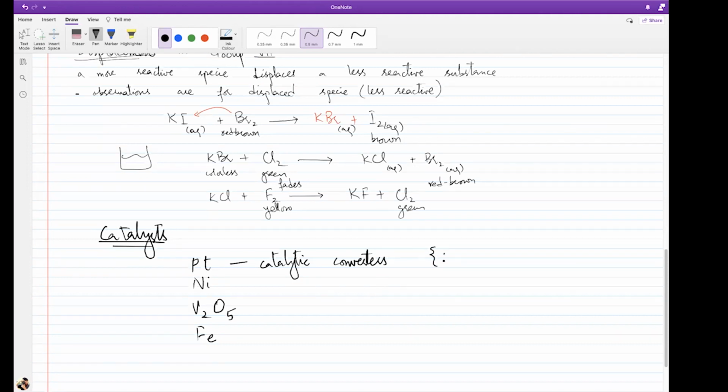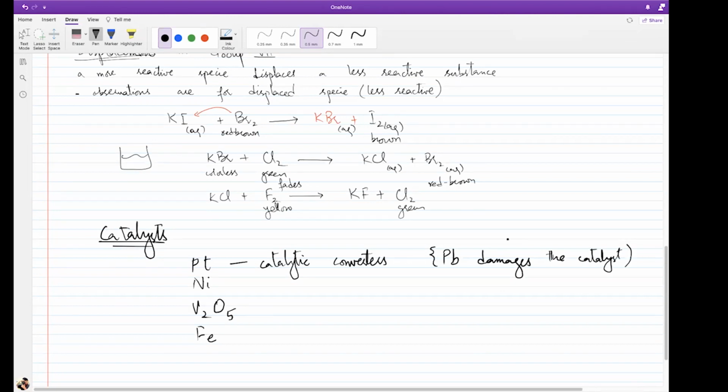With these, you have to remember that lead damages the converter or the catalyst. We say that lead poisons the catalyst. Okay. So if somebody's using a car that has petrol which has lead in it, that car is going to damage the catalytic converter that it has. And that is one reason that next time you go to a fuel station, make sure that you note that they would have written unleaded petrol. Unleaded petrol means that they haven't used any lead in that. Okay.